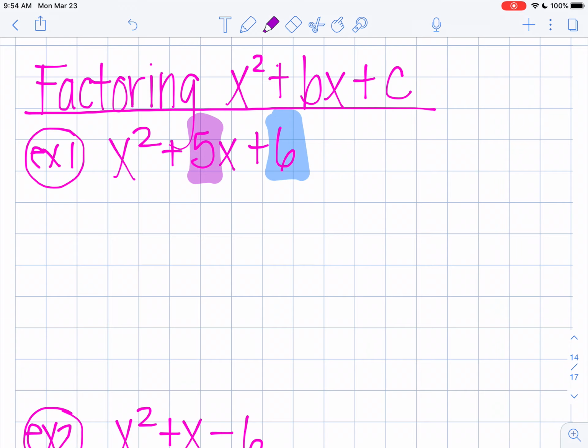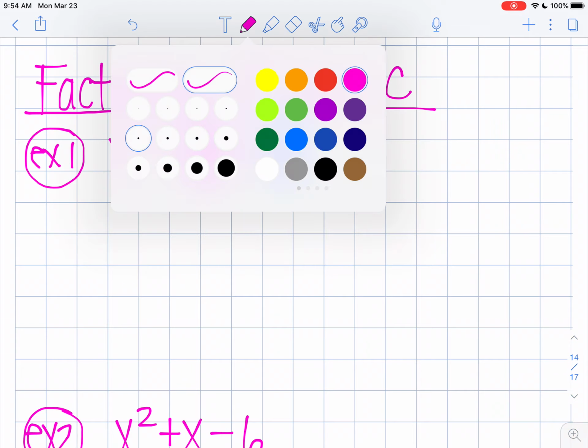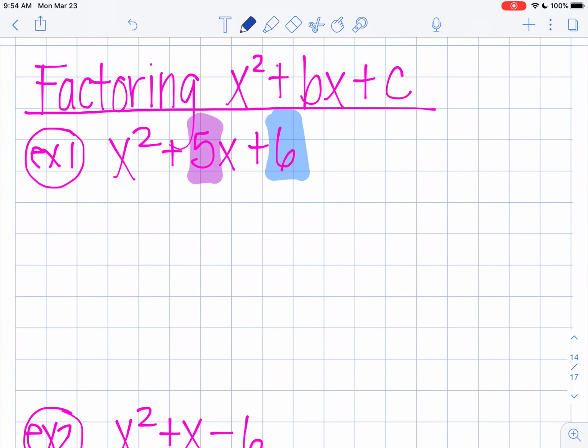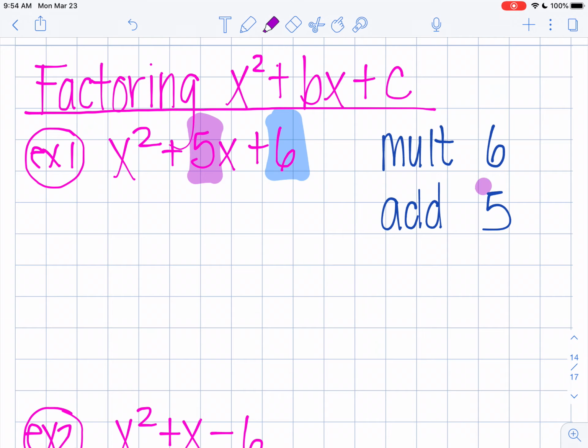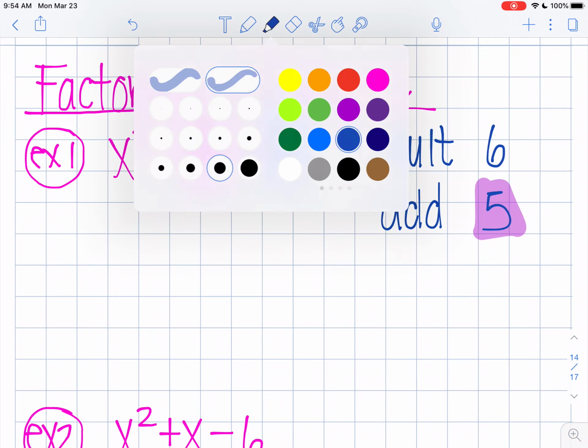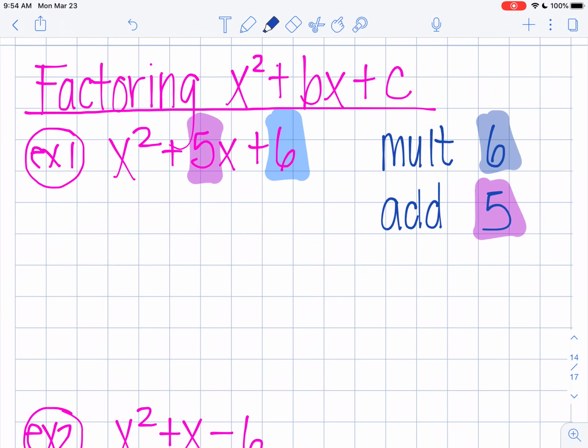Okay, when I'm factoring, I want things that are going to multiply to equal the blue term. So in this case, 6. And I want them to add together to equal 5. So we want to add together to equal 5, and we want to multiply to equal 6.